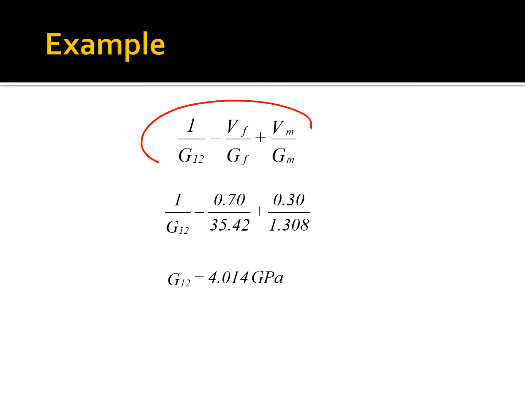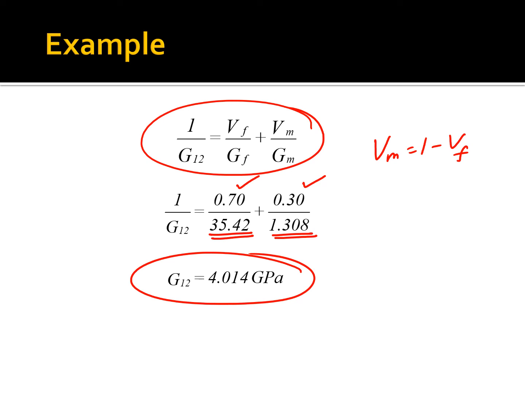Because we know that we have an inverse rule of mixtures right here. 1 by G12 is equal to VF by GF plus VM by GM. We already know the volume fraction of the fibers. Volume fraction of the matrix is simply 1 minus the volume fraction of the fibers. So this is the shear modulus of the fiber, shear modulus of the matrix, and we will get what the in-plane shear modulus is of the unidirectional composite.